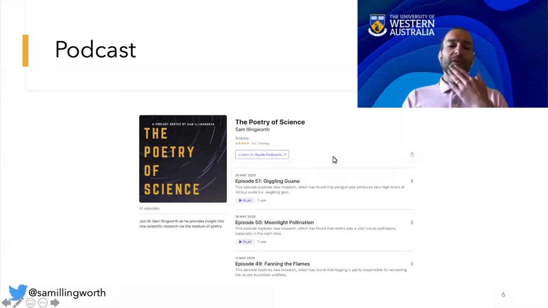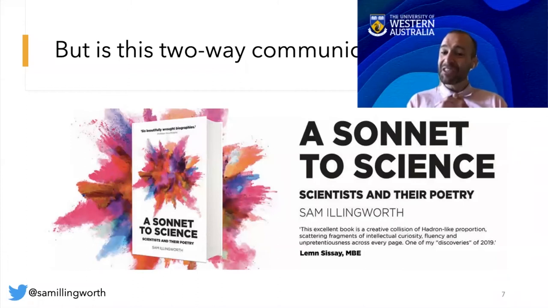But going back to my original hypothesis of to what extent can poetry help to develop a dialogue model, is this actually two-way communication? I don't know. What I'm really doing there is I'm finding out science that I find to be interesting. I'm writing about it in a way that tells other people about it, but am I creating a space in which dialogue can take place?